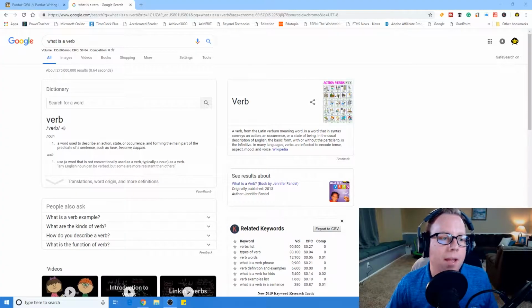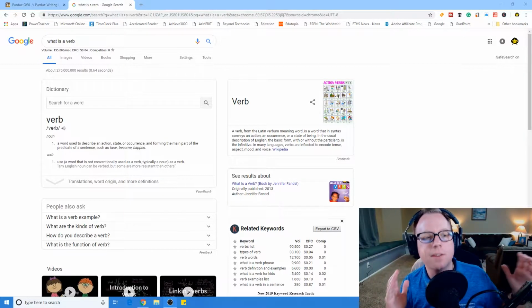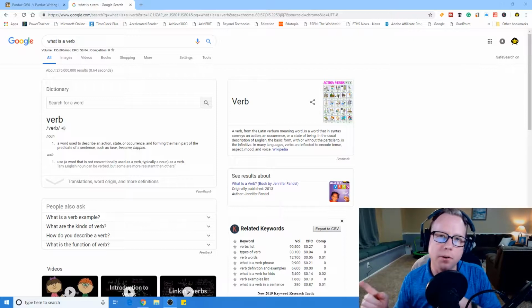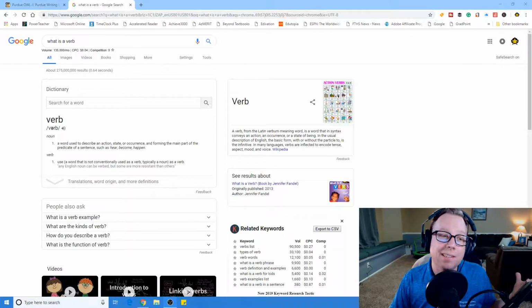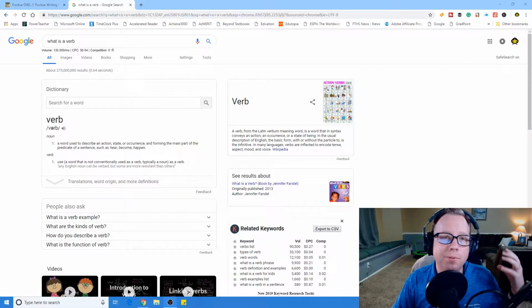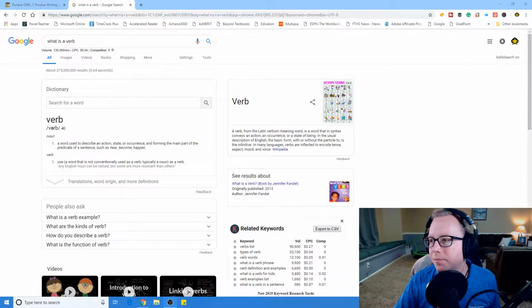So again, this is what verbs are. Let's go back to our definition. A word used to describe an action: action verbs. State or occurrence: a state of being. Make sense? And forming the main part of the predicate of a sentence. Predicate is that second half of the sentence that includes the verb and that completing the thought. So the definition makes sense, and hopefully this video did as well.